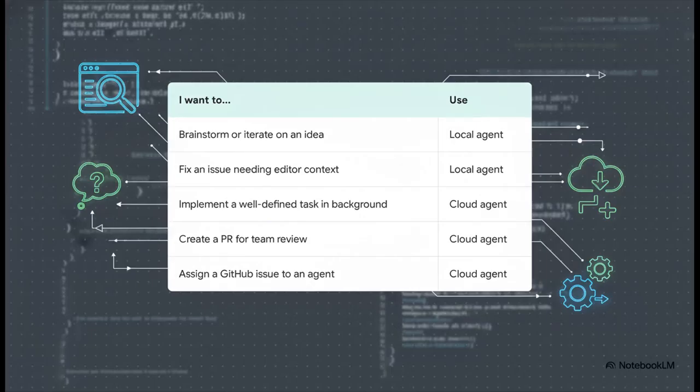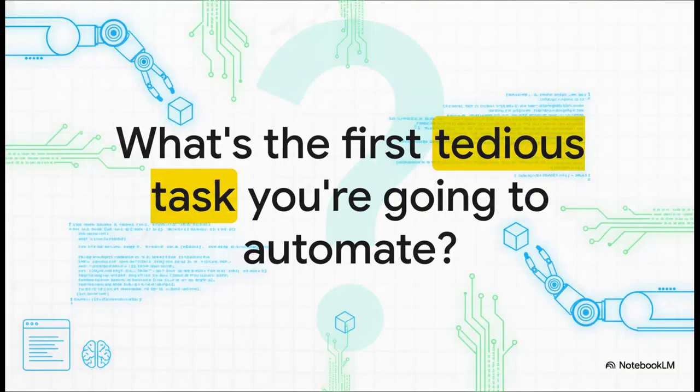If you're doing anything interactive, like brainstorming ideas, exploring a new concept, or fixing a bug where you need the full context of your editor, you want the local agent. That's your pair programmer. But for any task that's well-defined and can run on its own, like implementing a feature in the background or turning a GitHub issue into a pull request, you delegate that to the cloud agent. That's your workhorse. Look, getting this workflow down, knowing which agent to use and when, that's what's going to free you up from the boring stuff and let you focus on solving the big, interesting problems.